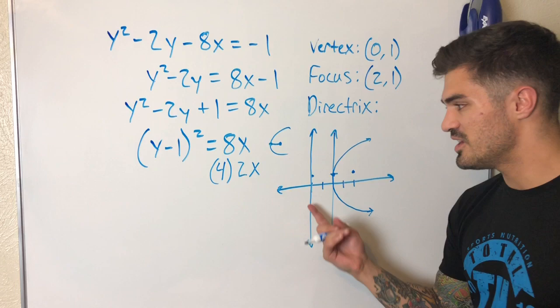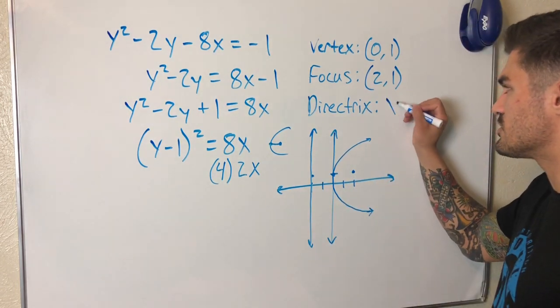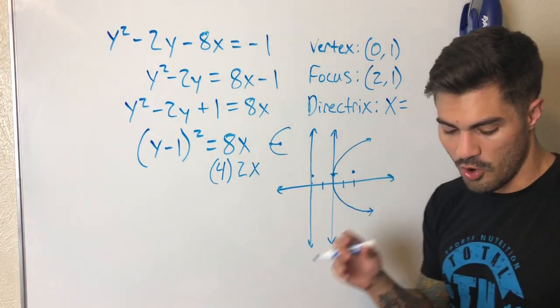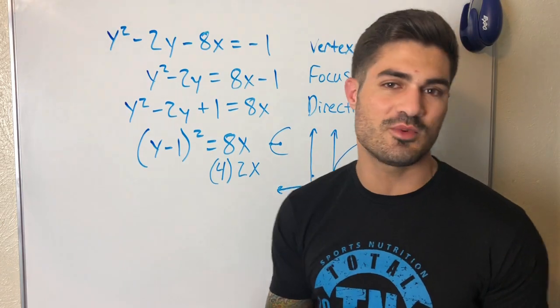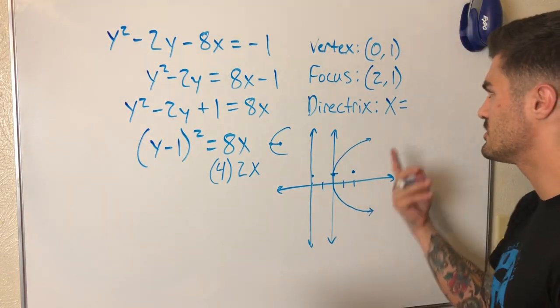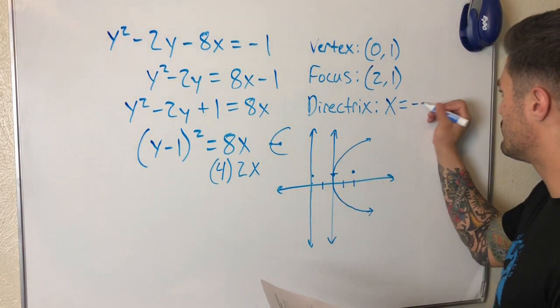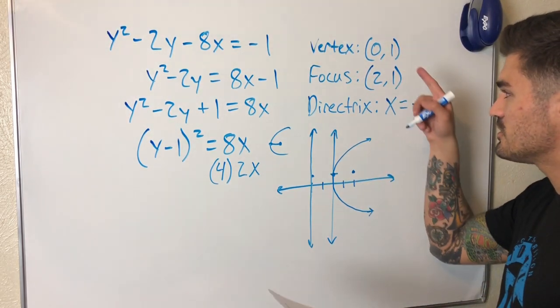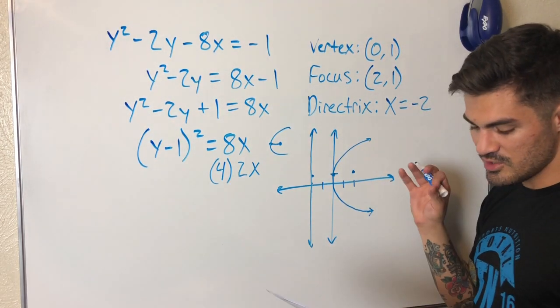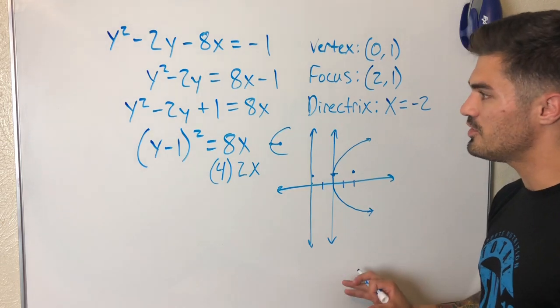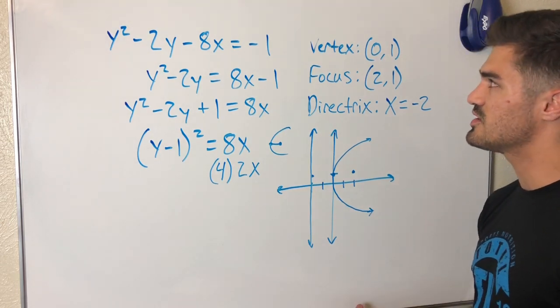So a vertical line, so that means this is going to be x equals something. Remember, my directrix is always an equation, right? It's always a line. It's never a point or a set of points. So we have x equals -2. All right, so now we have vertex, focus, directrix, and we have graphed this parabola. So I think we're good to go to the next example.